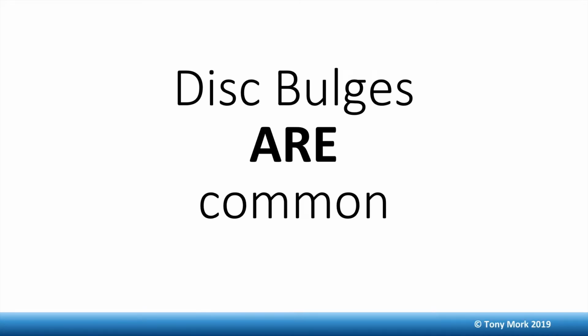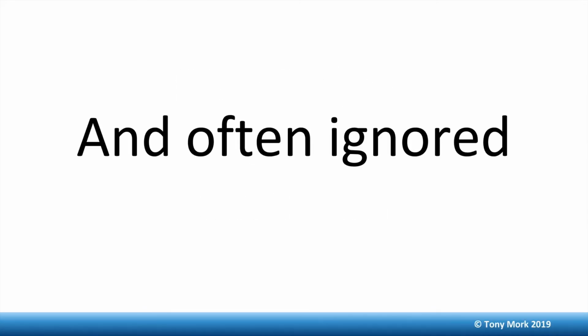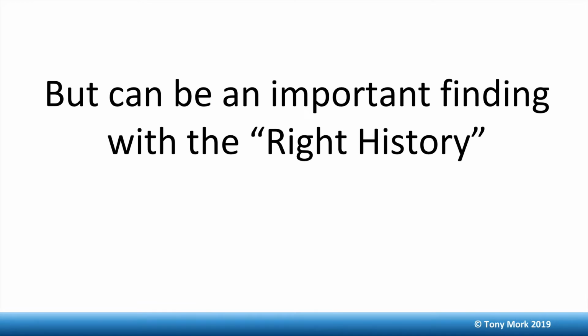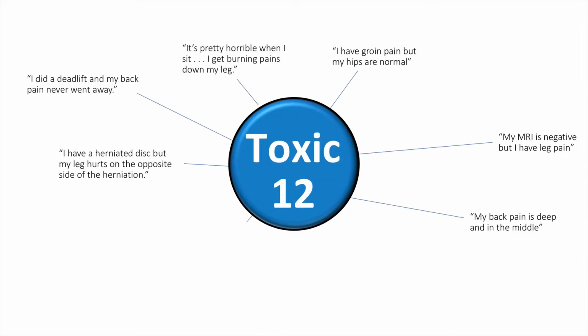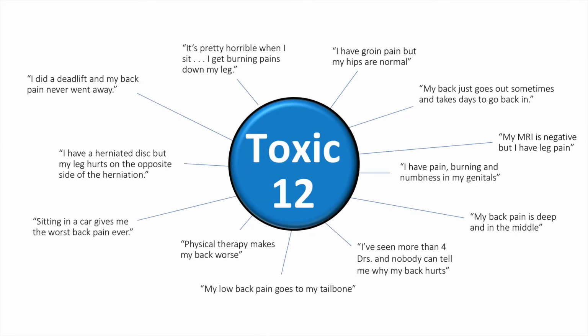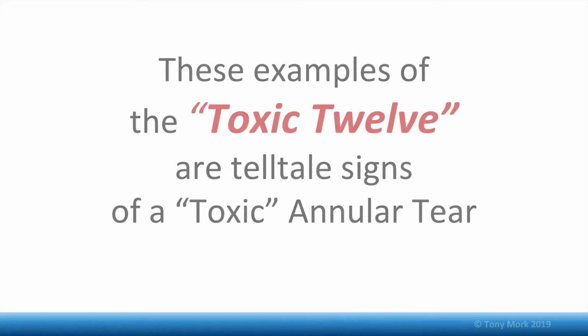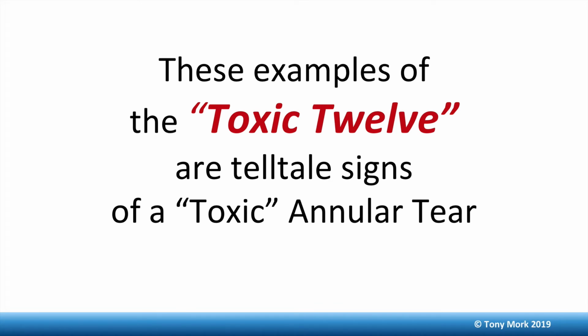Disc bulges found on the MRI scan are common, particularly after the age of 40, and are often ignored because they just don't show anything other than the bulge, which on the MRI scan is not very impressive. But it can be an important finding with the right history. And the right history is some of the questions answered of the Toxic 12, like we've talked about. These examples of the Toxic 12 are telltale signs of a toxic annular tear.